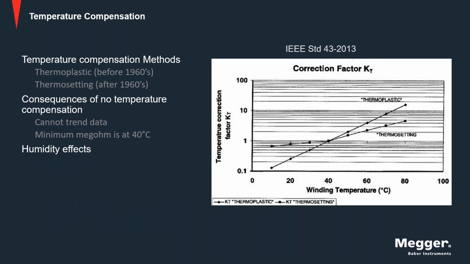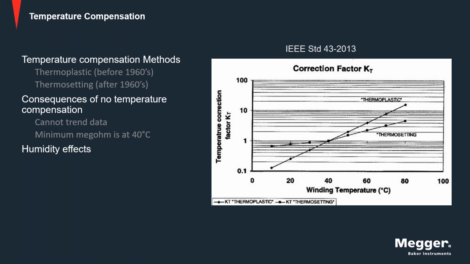A little bit about temperature compensation. There are 2 different methods in IEEE 43-2013, depending on the type of winding you have. And our products allow you to choose which temperature compensation method to use. It's important to temperature compensate, not only for trending of the data from year to year, but also as a minimum. We're looking at minimum values as our pass-fail criteria, and that minimum MEGGER value is set at 40 degrees C. So we need to correct our measurement to that in order to compare the 2.